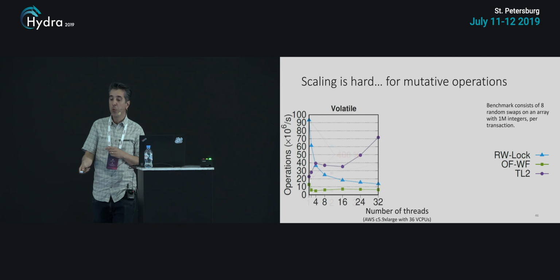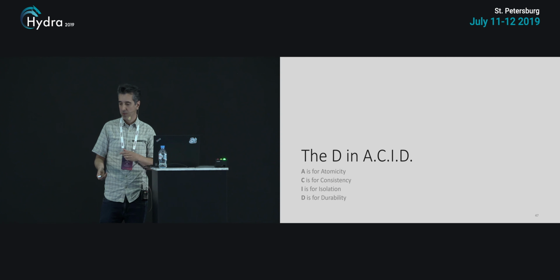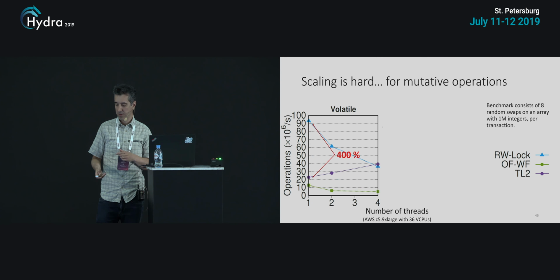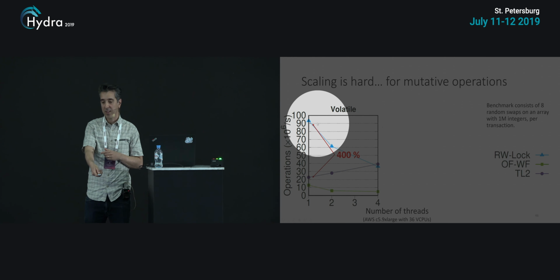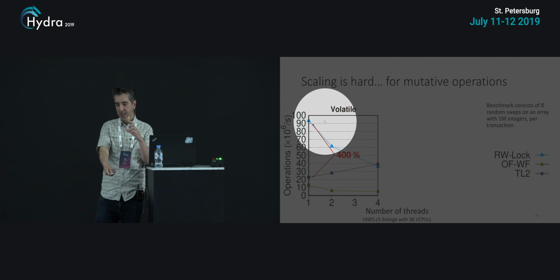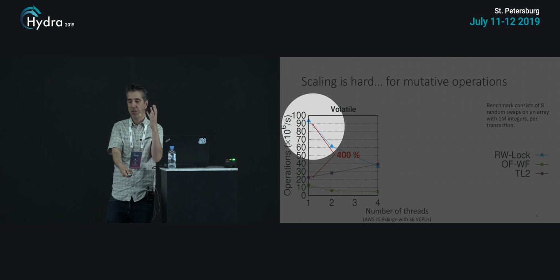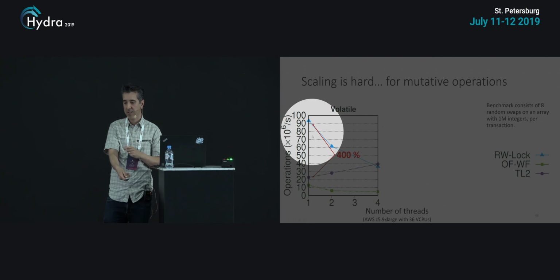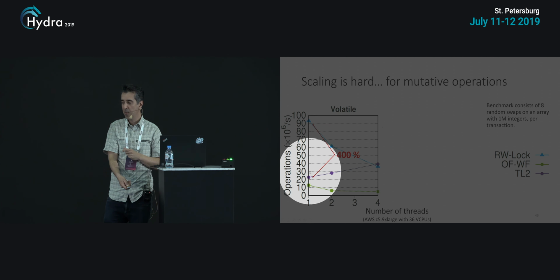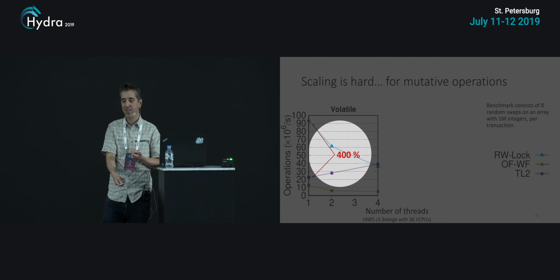The blue line here is a Readerwriter lock. And what this means is that if you protect that sequential code with a Readerwriter lock, then you get 90 million operations per second with just one thread. And if you do it with an STM, like TL2, well, you just get 20. So that's like a 400% difference.